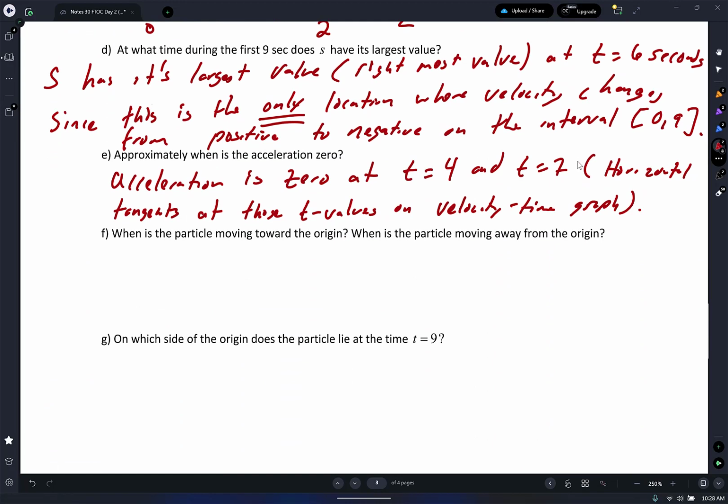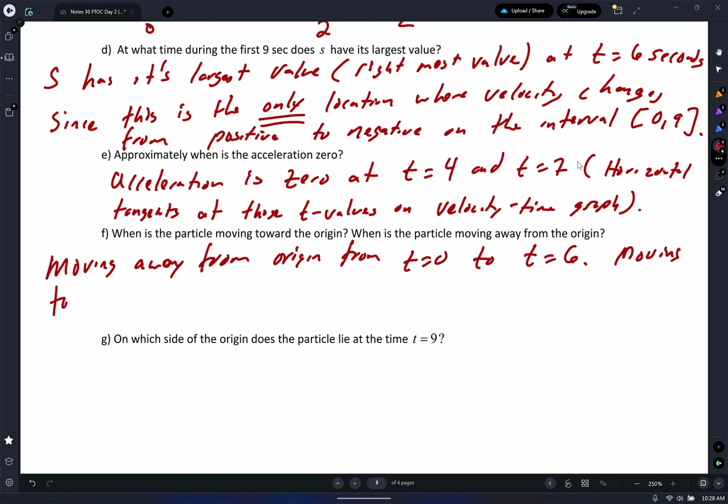So I'm going to say moving away from origin from t equals 0 to t equals 6, period. And this time, instead of interval notation, I just said from this time to this time. And then I'm moving toward the origin from what time? Moving toward the origin from t equals 6 to t equals 9. Full credit.